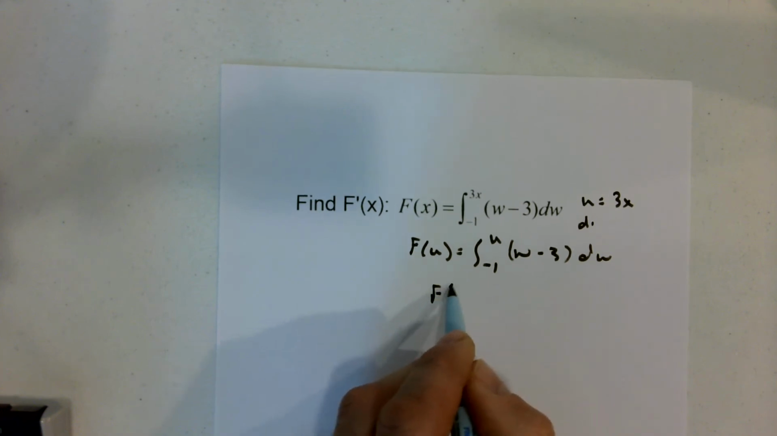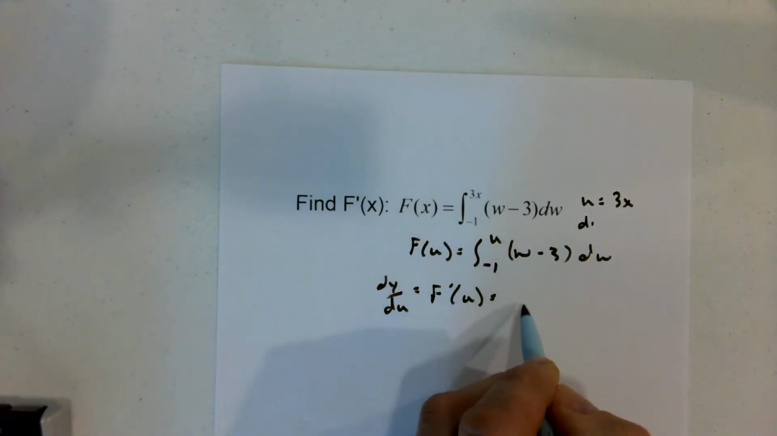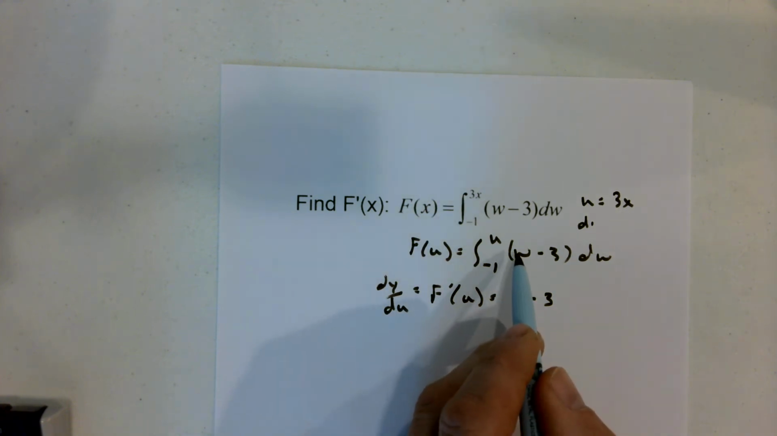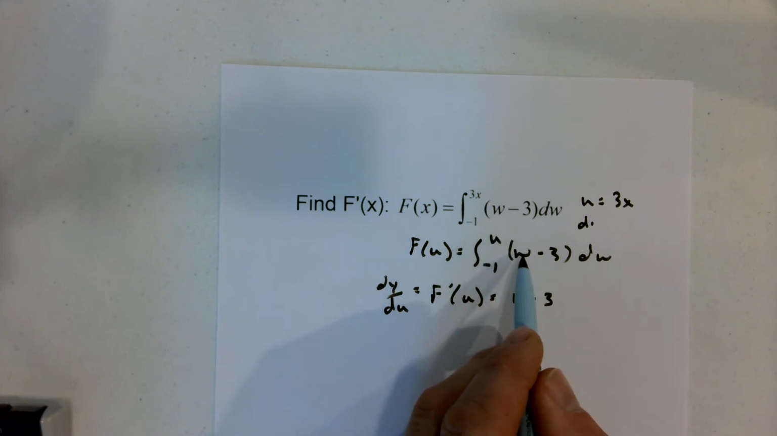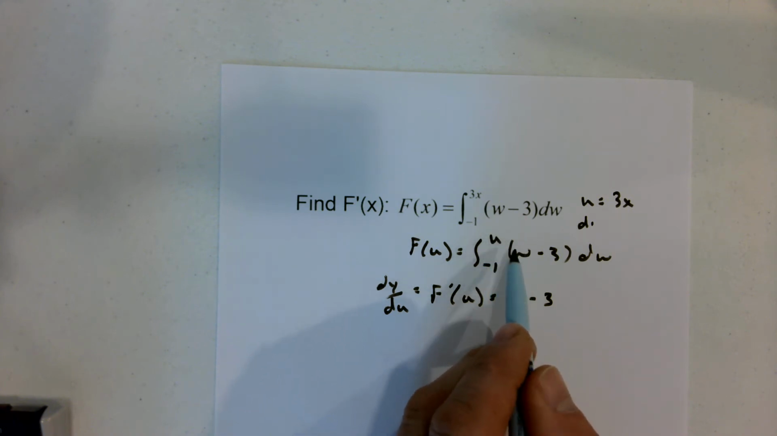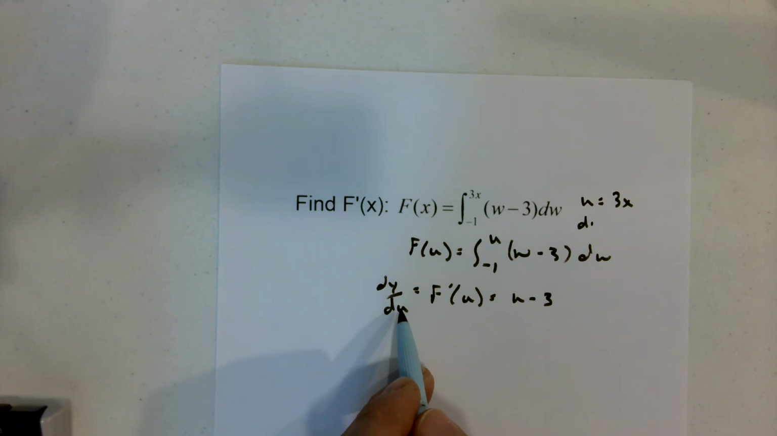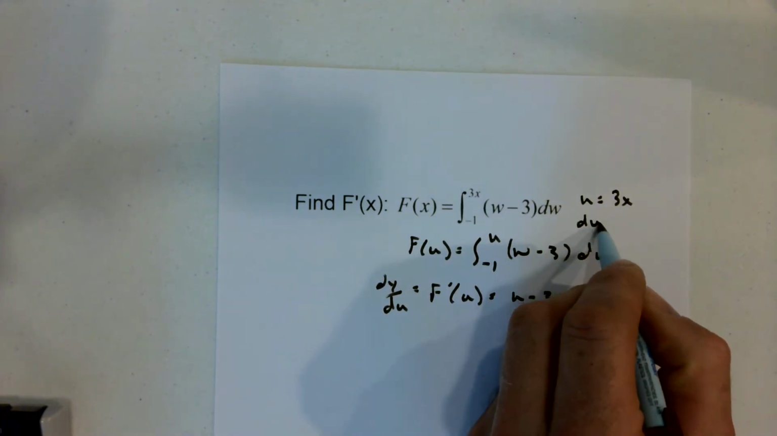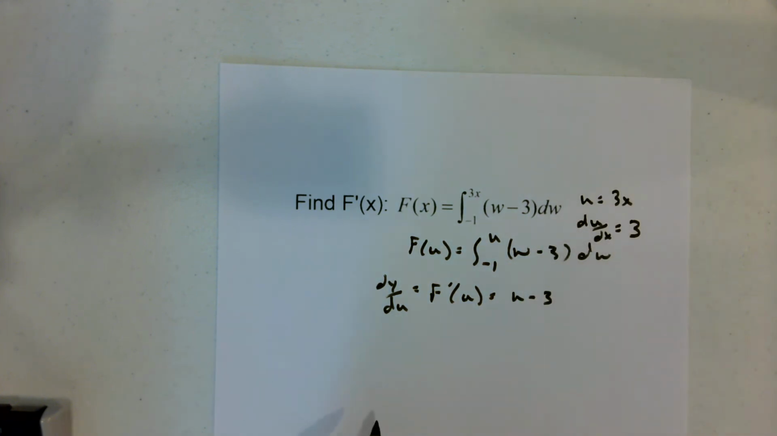Our derivative, f prime of u, which is dy/du, is equal to u minus 3. Again, remember, the second fundamental theorem of calculus tells us to replace that variable with this variable, and that'll give us the derivative. But we don't want dy/du, we want dy/dx. So to get from dy/du, we're going to multiply by du/dx. And du/dx is equal to 3, isn't it?